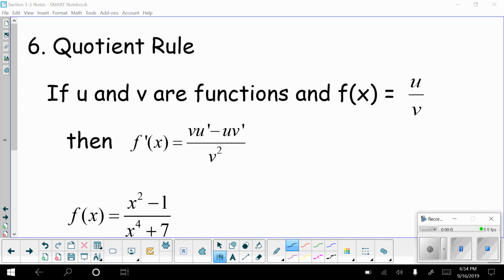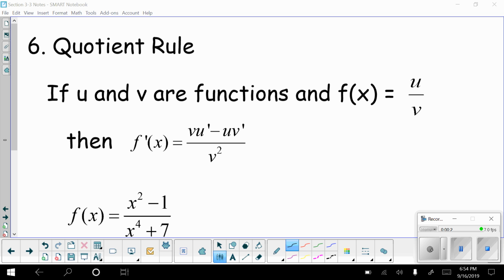The last rule that we're going to be talking about in this unit is the quotient rule. This is not the last rule. There's actually one more function operation besides add, subtract, multiply, and divide that is going to wait until the next unit, which would be dealing with composition. But this one is dealing with division.